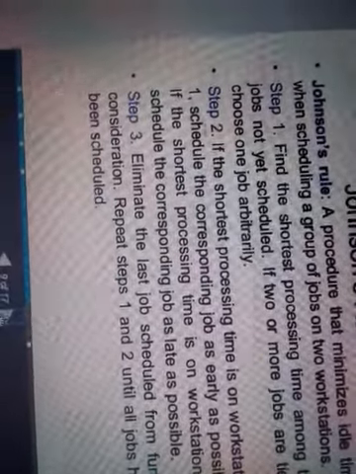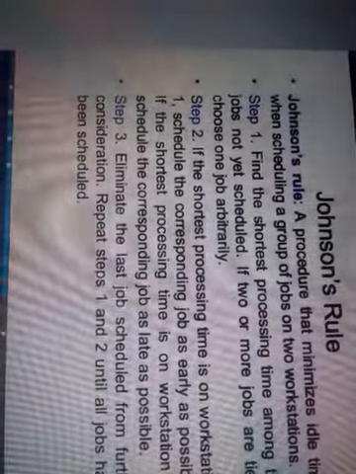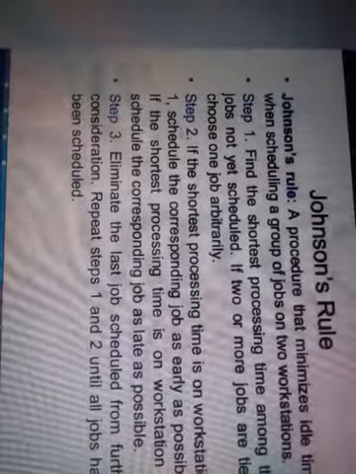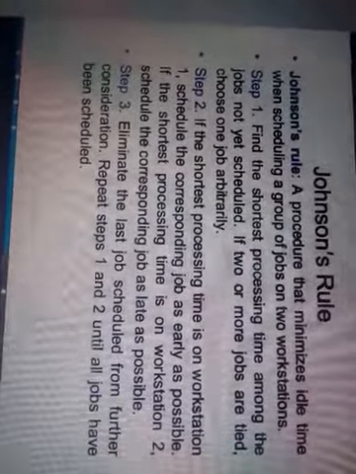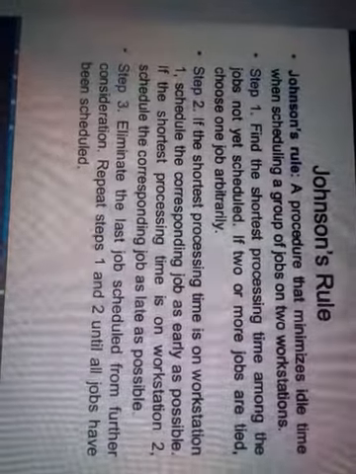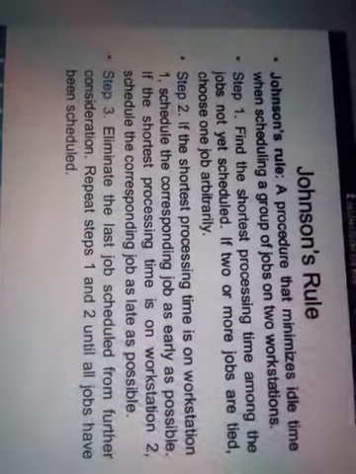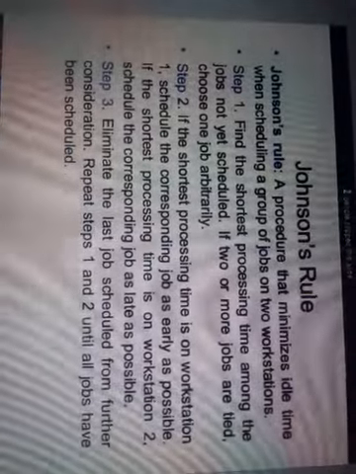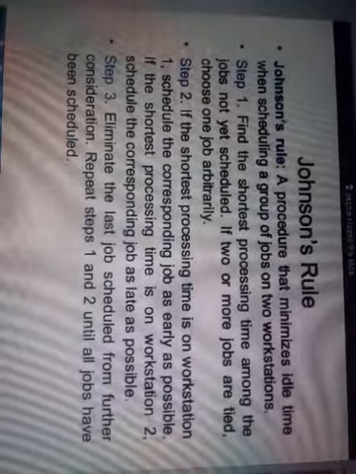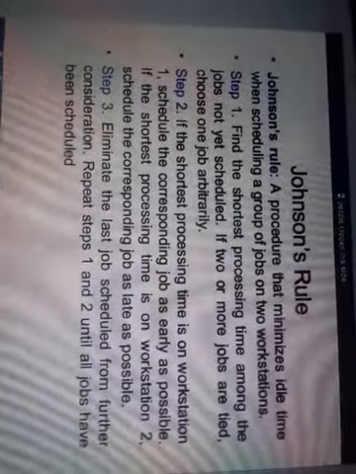Step 1: find the shortest processing time among the jobs not yet scheduled. If two or more jobs are tied, choose one job arbitrarily. The second step is, if the shortest processing time is on workstation 1, that is machine 1, schedule the corresponding job as early as possible. If the shortest processing time is on workstation 2, schedule the corresponding job as late as possible.